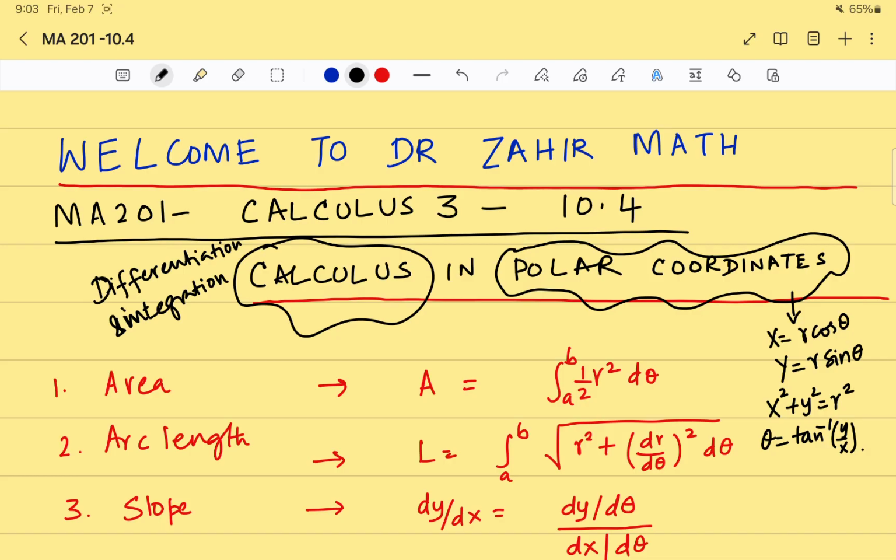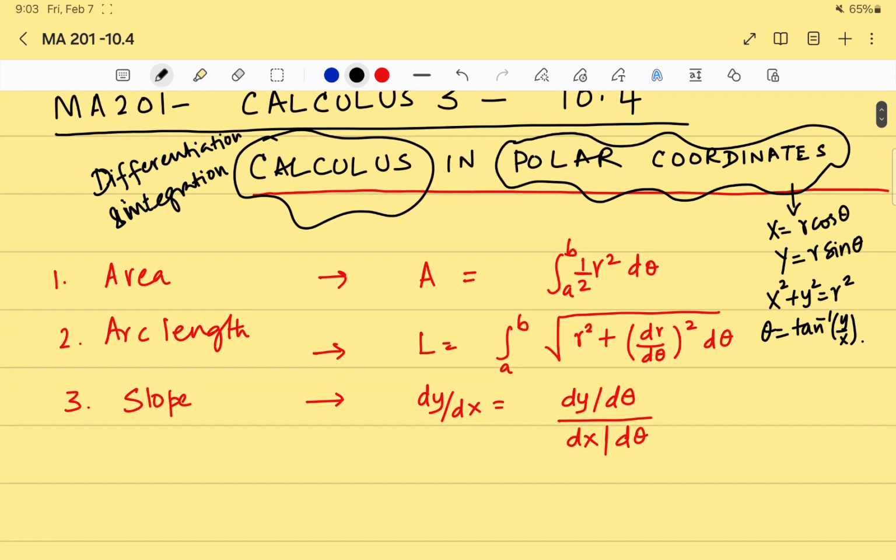So what are the things we are going to discuss in this chapter? We are going to apply differentiation and integration in polar coordinates. We are going to study three things: area, arc length, and slope. So we will calculate area, arc length, and slope in terms of polar coordinates.